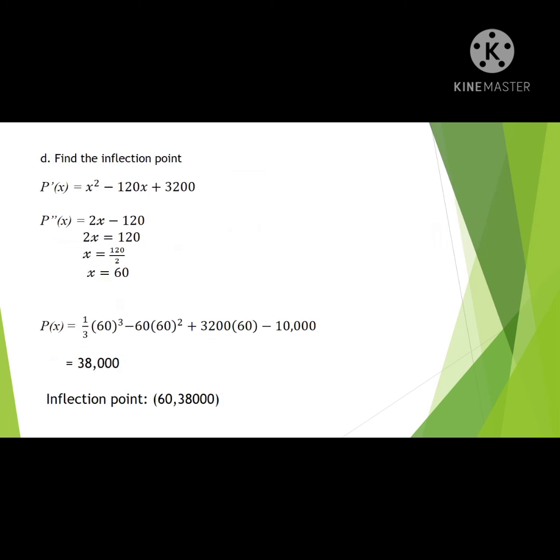We have found the value of x from the second derivative, which is 60. So this value, we'll have to substitute it into the profit function. So substitute x with 60 and we get the answer of 38,000. So this shows the inflection point is (60, 38,000).